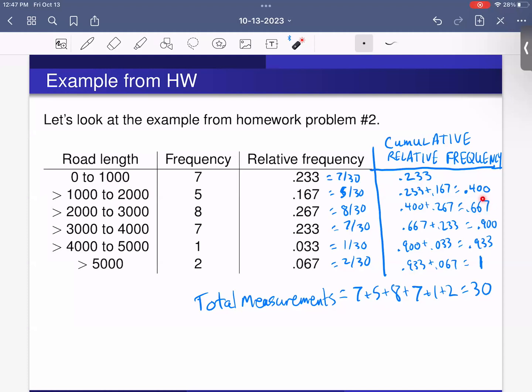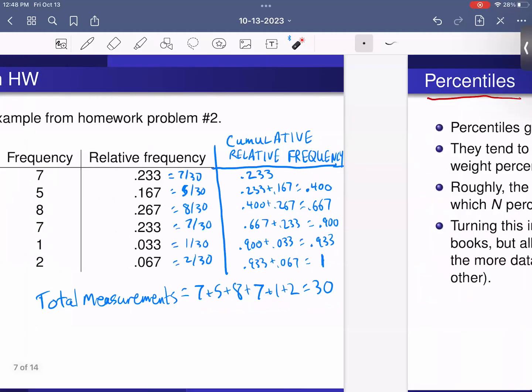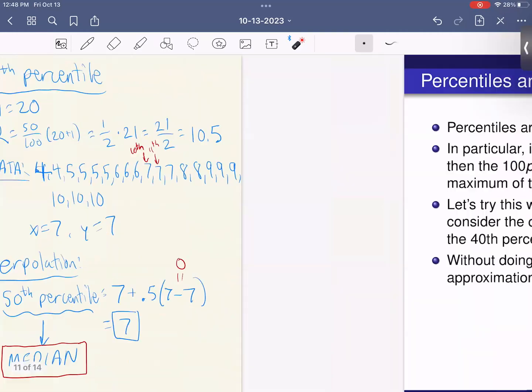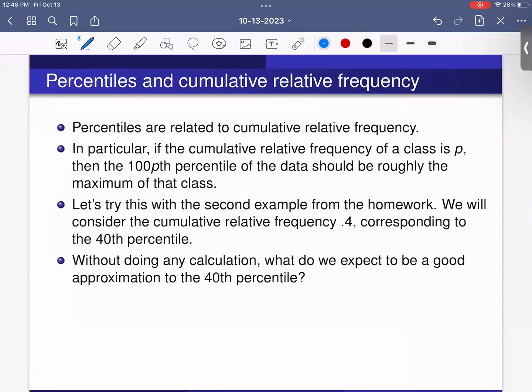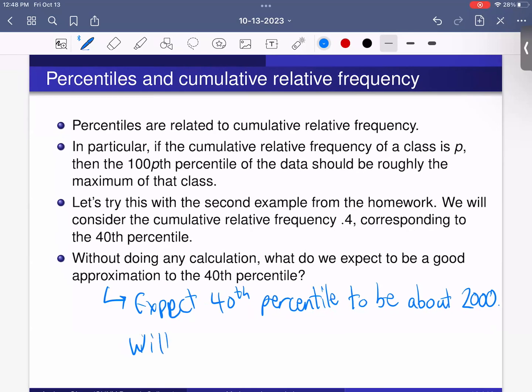Okay? So the point is, we expect the 40th percentile to be about 2,000. And we expect the 66.7th percentile, or the 67th percentile, to be about 3,000. And we expect the 90th percentile to be about 4,000. Okay, so I think we don't have time now to actually do the calculations. Maybe I'll save them for next time. But over here, without doing any calculation, we expect the 40th percentile to be about 2,000. Okay, so we'll do the calculation next time, just because we're out of time.